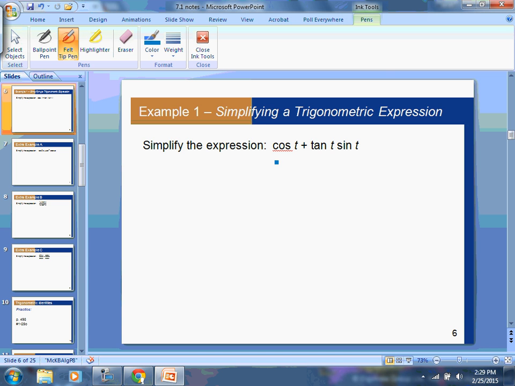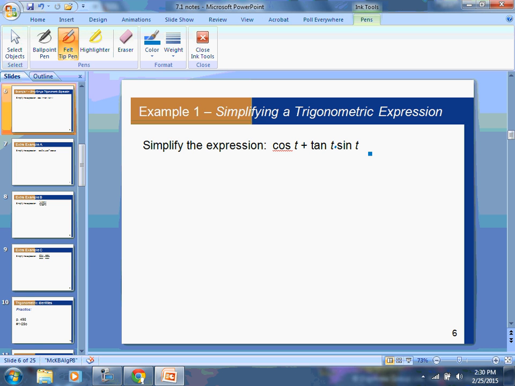So we have the cosine of t plus the tangent of t times the sine of t. Now usually they don't write in that little dot for multiplication. So just know that when tangent t, sine t is all written together like that, there's multiplication going on between those two functions.